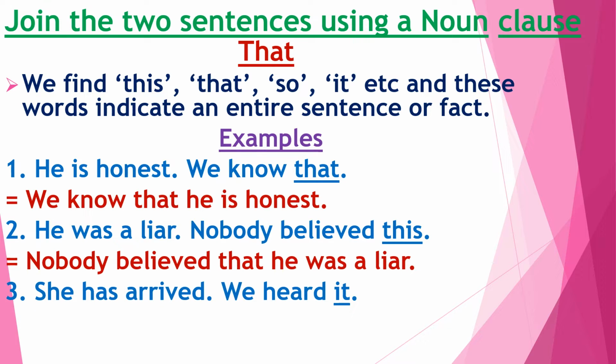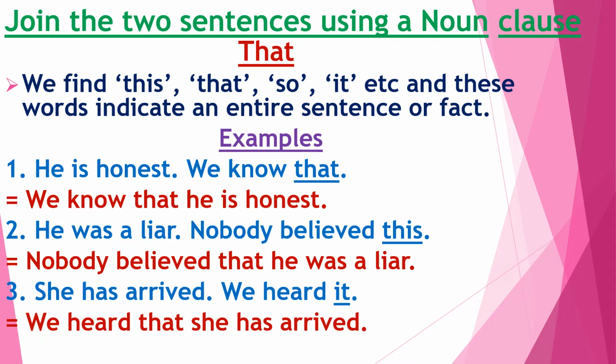Now see the next example. She has arrived, we heard it. Look at the second sentence. In this sentence we find "it," and this "it" indicates the entire sentence "she has arrived." That's why we can join these two sentences using "that." At first we use the second sentence where we find "it," "we heard," and we remove "it." So "we heard," then use the joining word. Then the first sentence, "she has arrived."